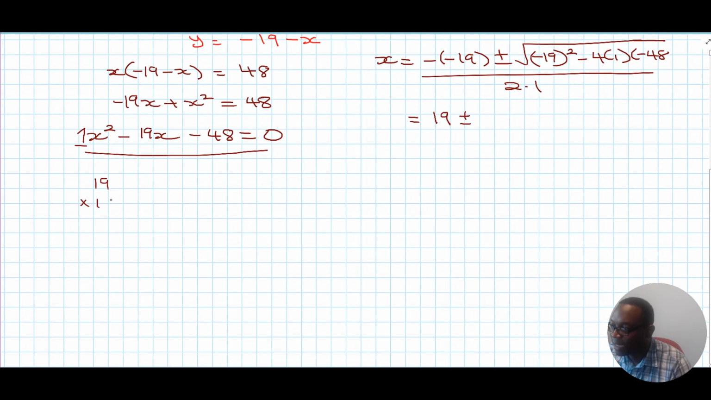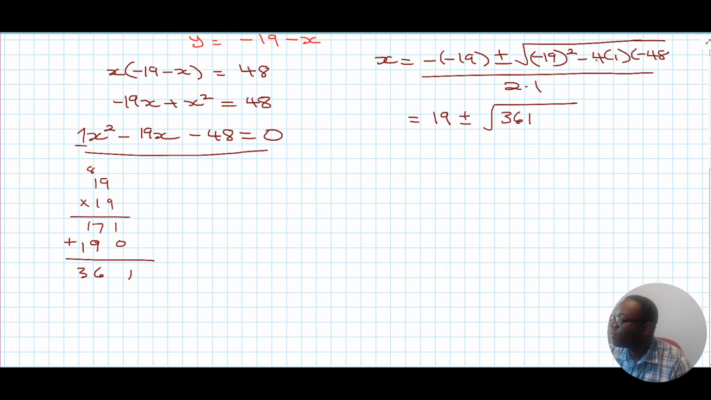Let's go ahead and try that. 19 squared. So we have 361 as 19 squared. So we have 361 minus 4ac, or negative 4 multiplied by negative 48. That's going to give you 192. It's going to be positive 192.